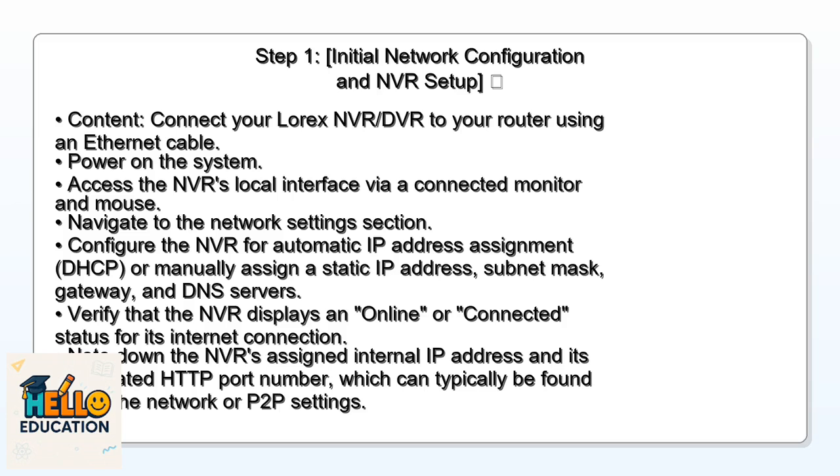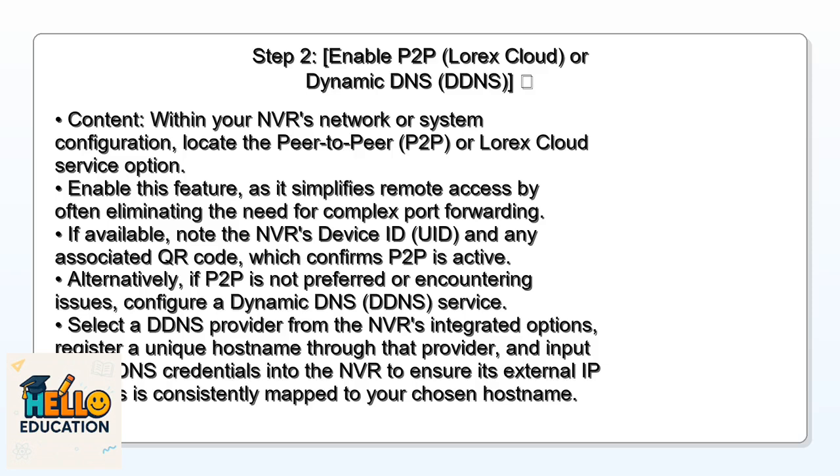Note down the assigned internal IP address and its designated HTTP port number, which can typically be found within the network or P2P settings. Step two: enable P2P, Lorex Cloud or dynamic DNS within your network or system configuration. Locate the peer-to-peer P2P or Lorex Cloud service option. Enable this feature as it simplifies remote access by often eliminating the need for complex port forwarding.